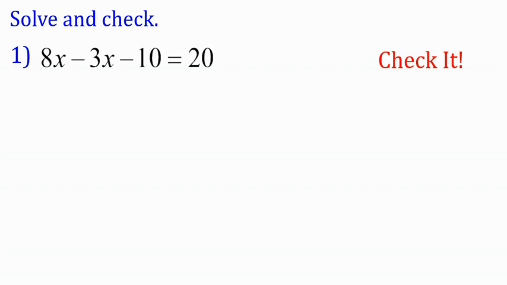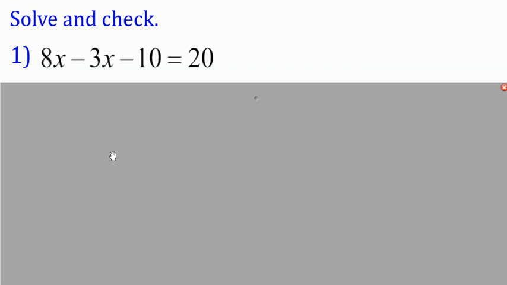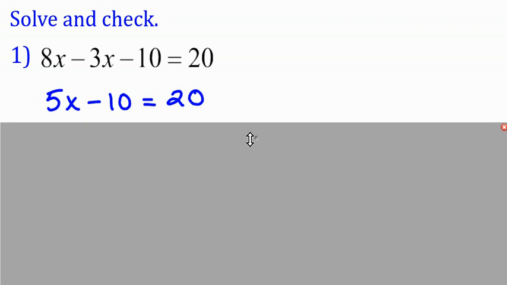So here's our first equation. We have 8x minus 3x minus 10 equals 20. And so we want to find the value for x that makes this true. So as I'm looking at the problem, the first thing I see is that we have some like terms that can be combined. 8x taking away 3x, that would be 5x. Let's think of this as 5x minus 10 equals 20.